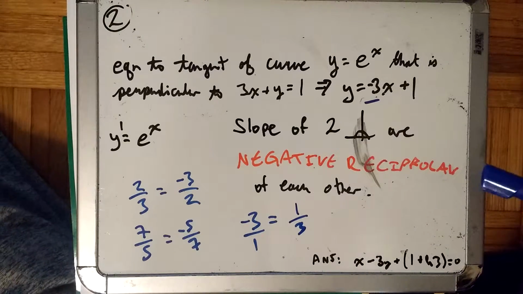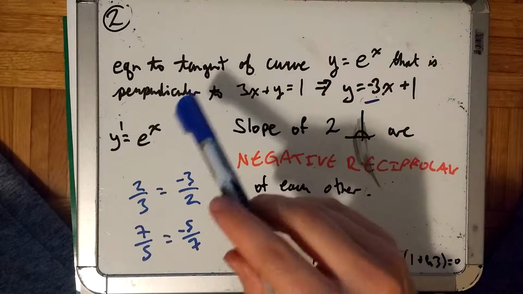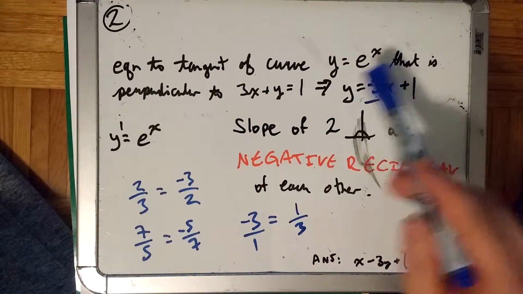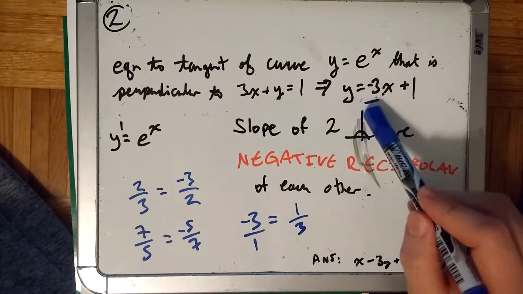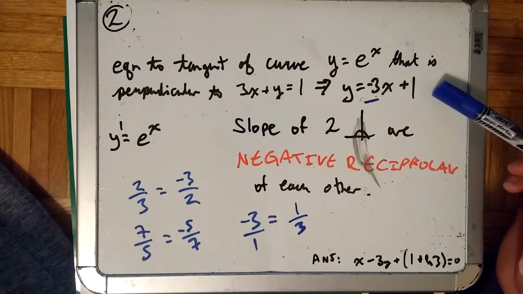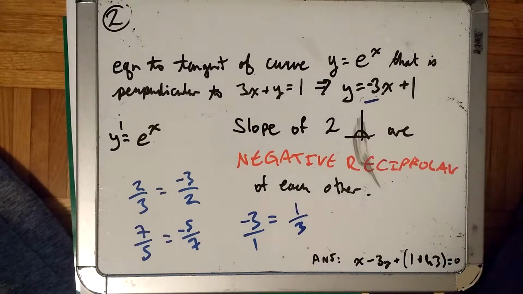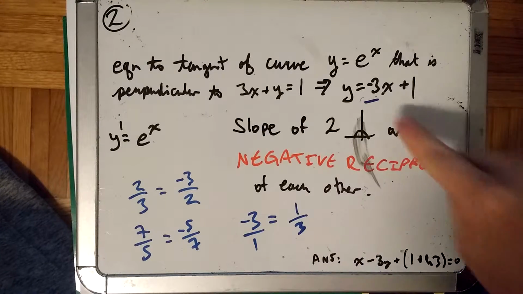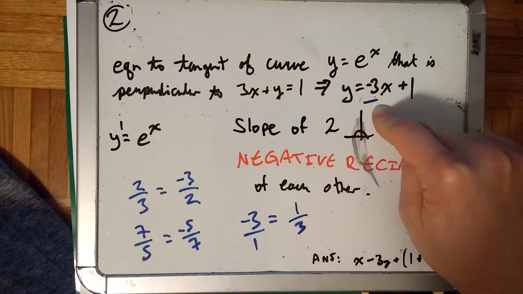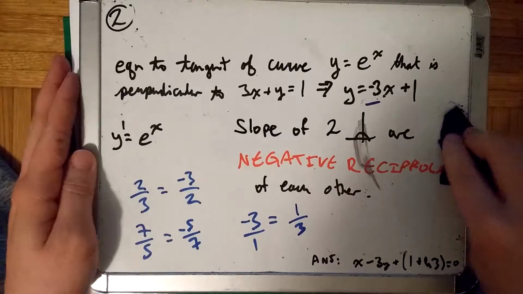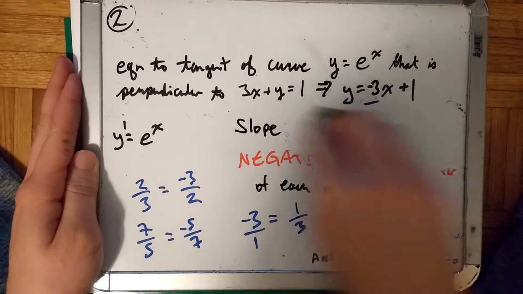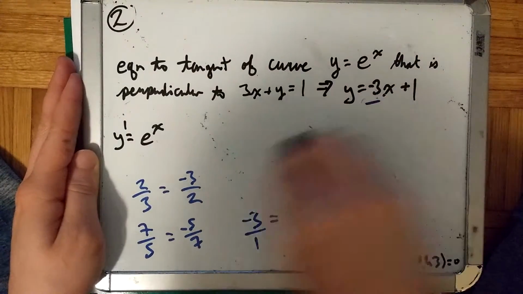So right away, you can tell me that the tangent to this curve that is perpendicular to this line, it's telling you right now that the slope or the rate of change or the derivative at that point is going to be 1/3. Okay, sweet. So let's kind of get that together here.